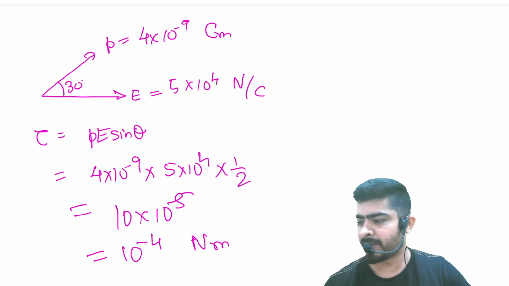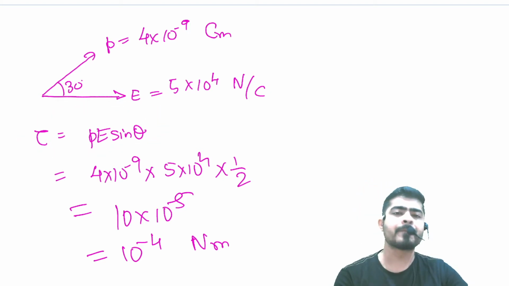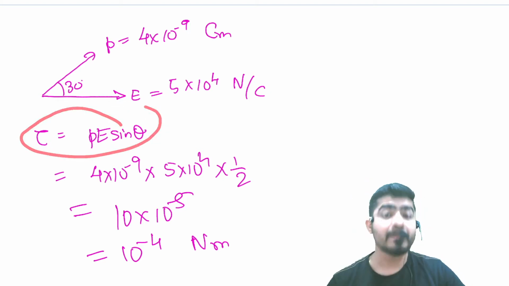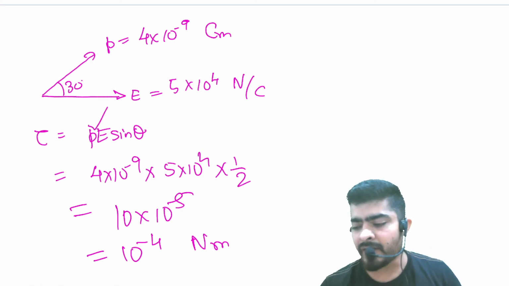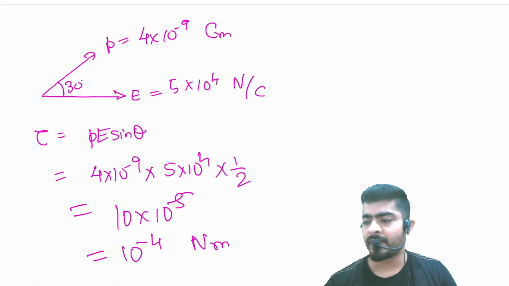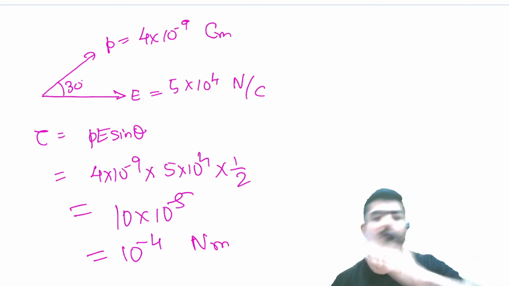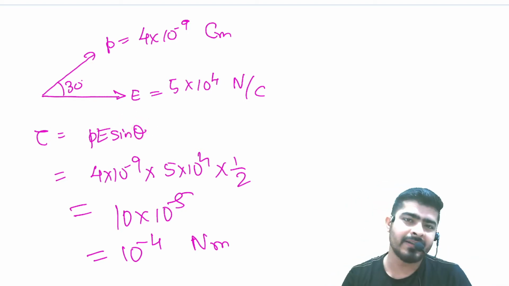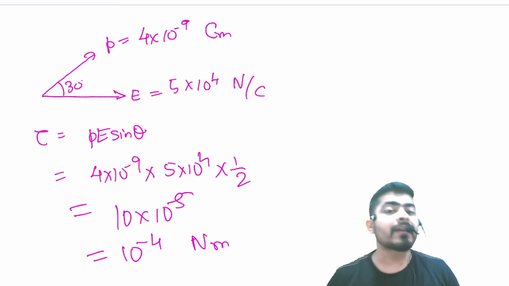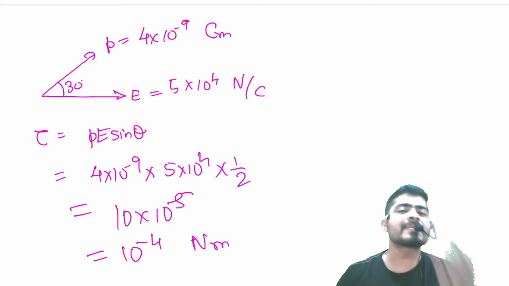See, observe over here. Look at this formula. This is your formula for torque. Now in this formula, we cannot change P. Right? We cannot change E, but we can rotate the dipole and change the angle theta. Correct? So torque is maximum when sine theta is maximum.